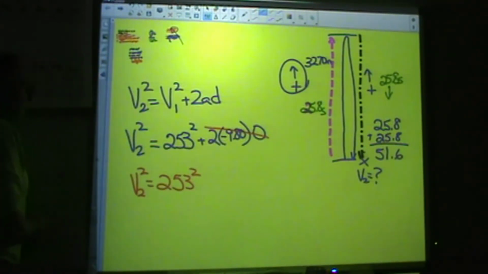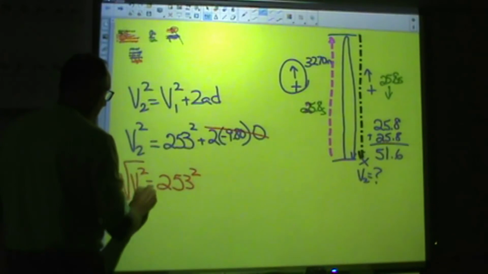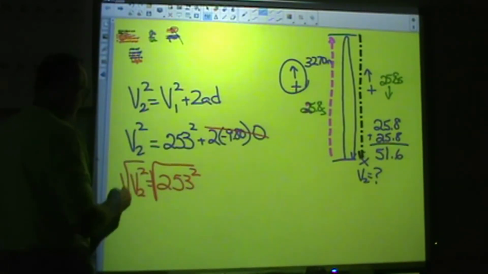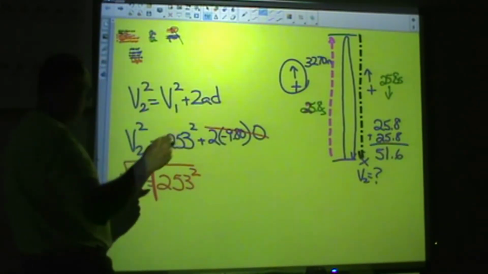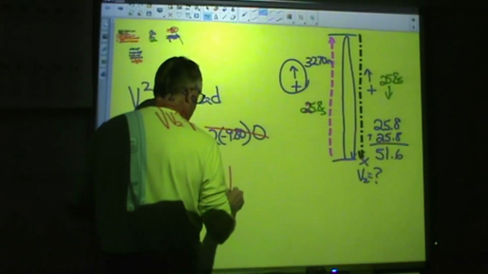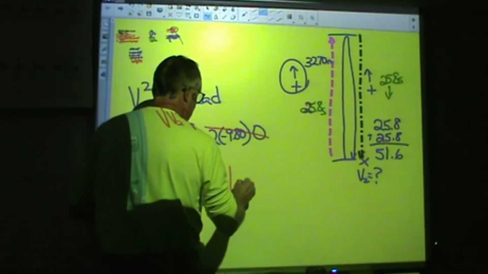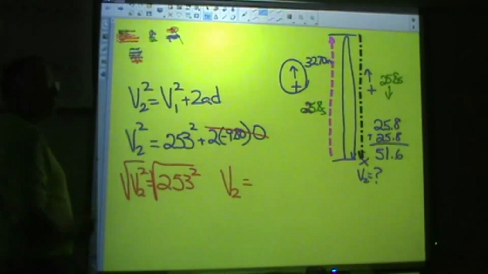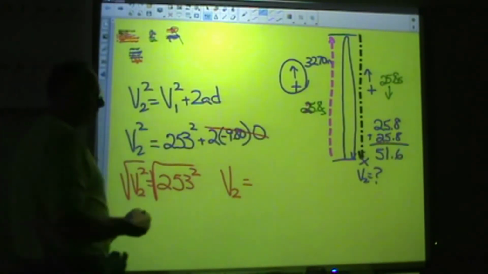Okay, but I can also just say that since I'm looking for V2, I can take the square root of this, and I can take the square root of that. Easy. I'll do this side, you be working on that other side. The square root of V2 squared is V2. What's the square root of 253 squared?